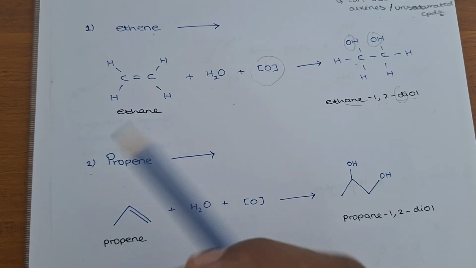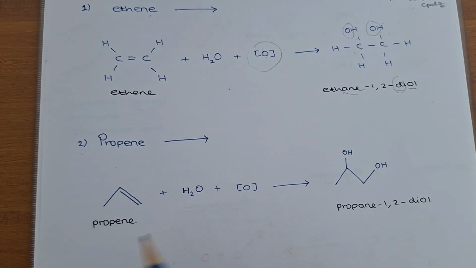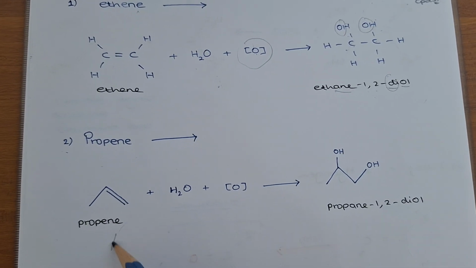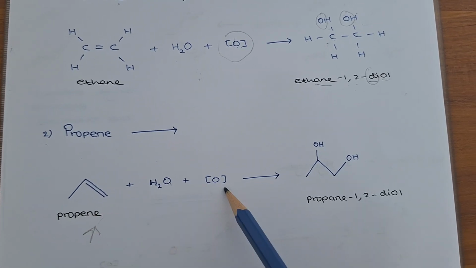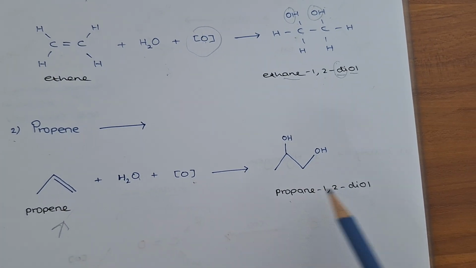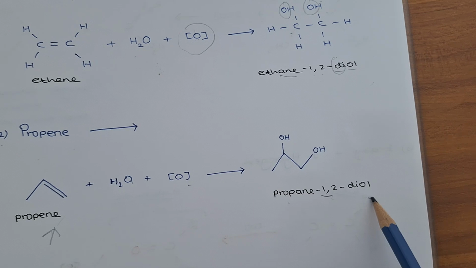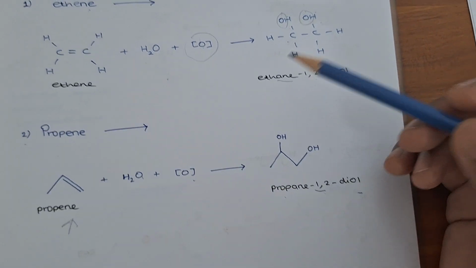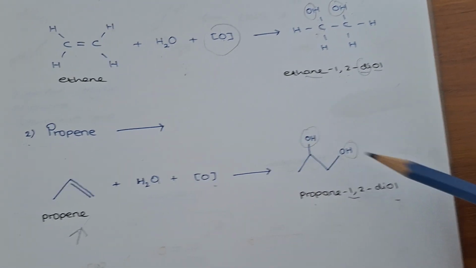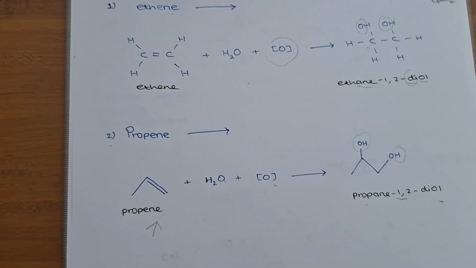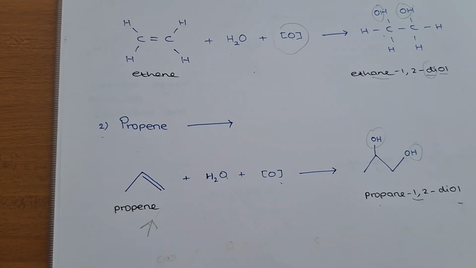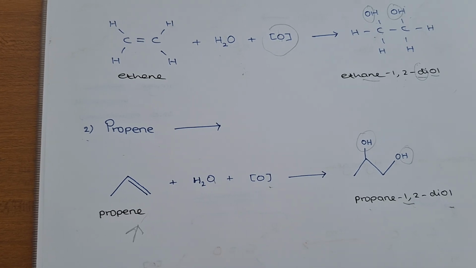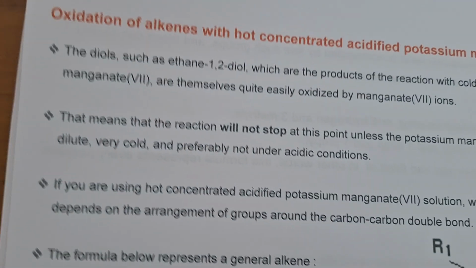The same thing happens with propene. Here I drew the skeletal formula for propene. So propene plus water plus the oxygen gives you propane-1,2-diol. Same thing: a 1,2-diol, with two hydroxyl groups. So this would be it concerning the use of cold KMnO4. Now, let's take a small break.